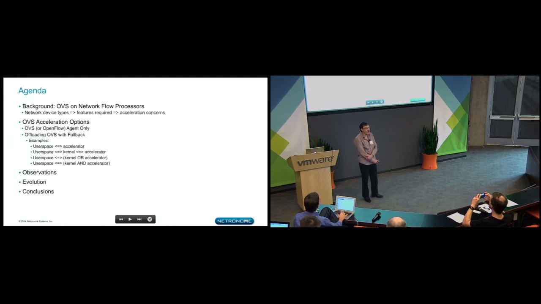So the agenda today, so people can understand what we're talking about, I have to cover a little bit about network flow processors and where they are used in the networks, which requirements do they address in terms of the actual features they offer, and then that will lead us into the acceleration concerns that emanate from that. Then we'll go and jump into a variety of options of accelerating OVS.